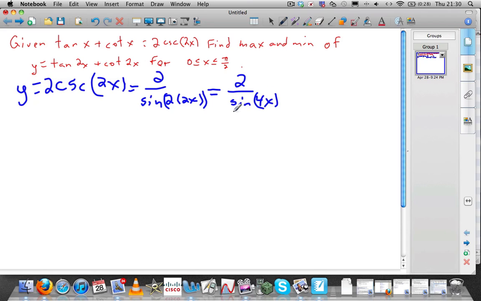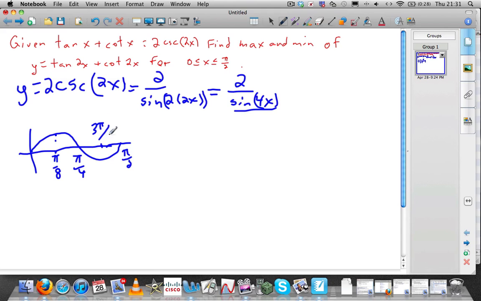Now, this graph, we know what it looks like, so we can start to have a look. Sine looks like this. The period is now pi over 2, which tells us that this is pi over 4, and this is pi over 8, and this is 3 pi over 8. This we're interested in, and this we're interested in, because what we want to do is find the max and min of this.